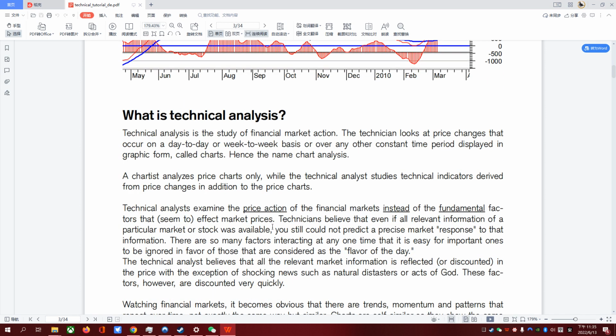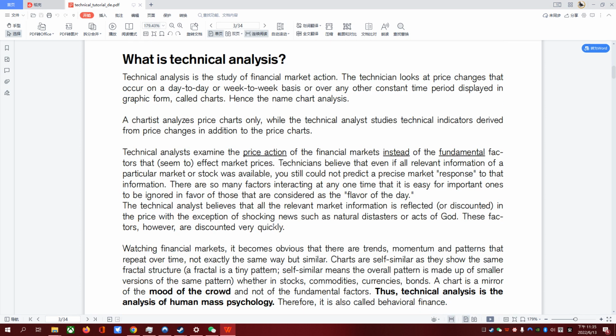So what is technical analysis? Technical analysis is the study of financial market action. We look at the price action, we look at how price changes, we look at how individuals behave, and all this price would reflect our behavior. A lot of price action will happen before the fundamental factors, but sometimes fundamental factors will come before the price action.